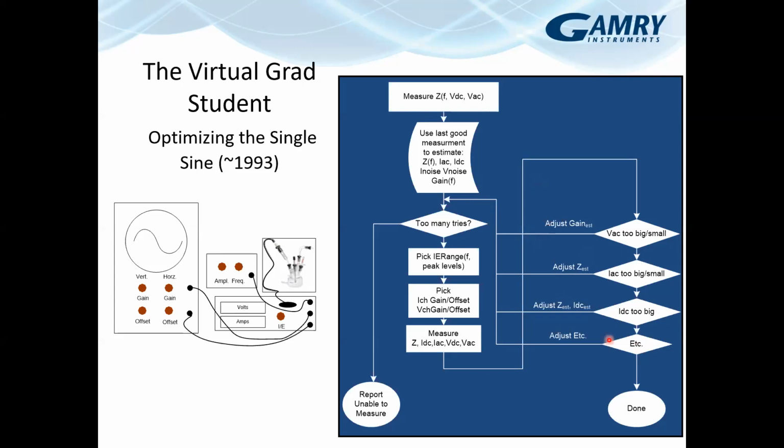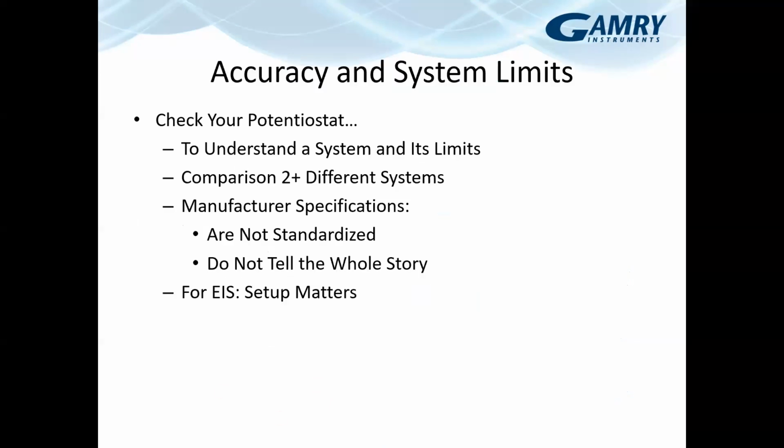If it keeps adjusting things and cannot take a good impedance measurement, it's going to kick out and it'll report that it's unable to measure. This can happen with systems that are drifting very rapidly, or if the signal that's been applied is too large. That's more common for galvanostatic EIS. So if you get that, there's probably something that needs to be adjusted in the settings and retried, but most of the time everything gets through and it moves on to the next frequency, and it repeats this process.